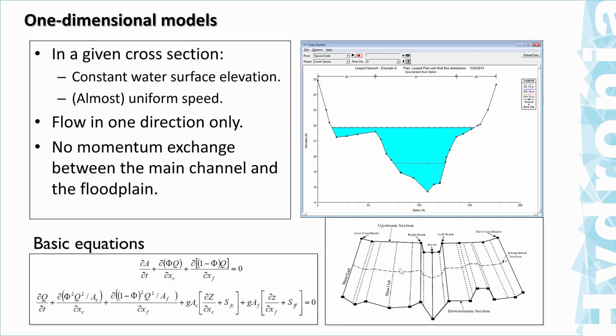The other thing that is important to keep in mind in 1D models is that in between one cross-section here and the next one, the assumption is that there is a linear variation of the topography. So there is no detail of what's going on between two lines.